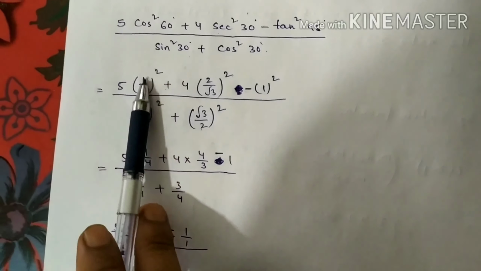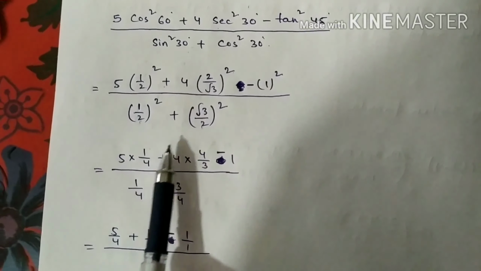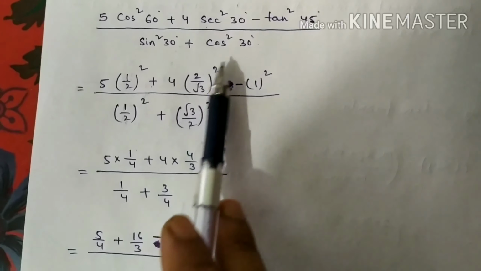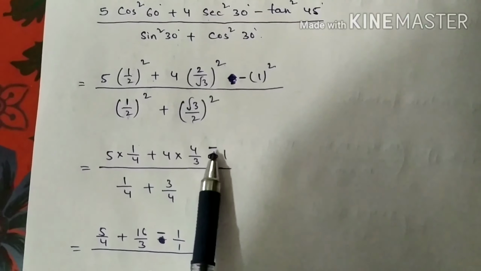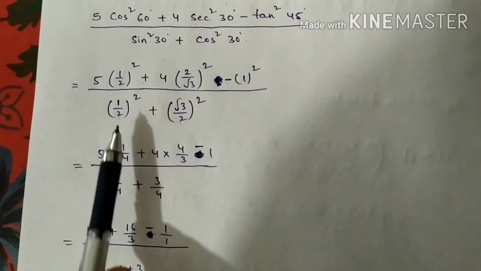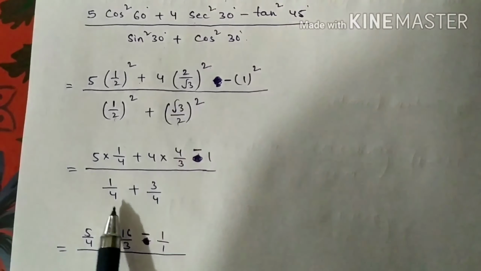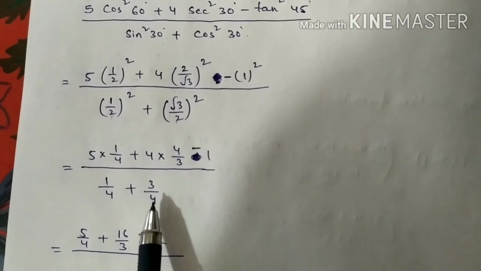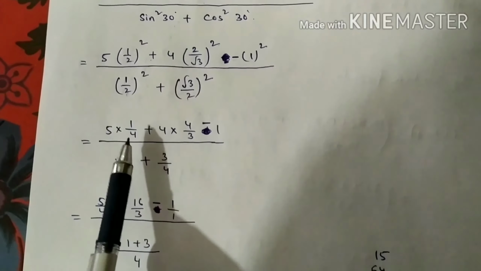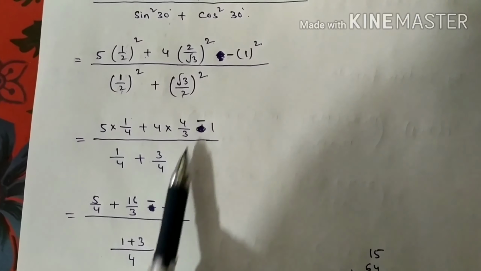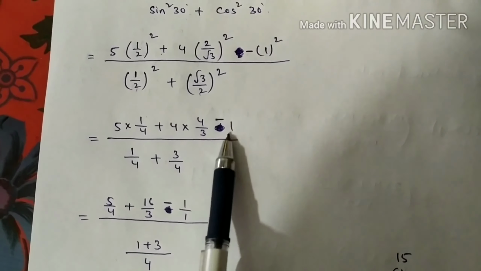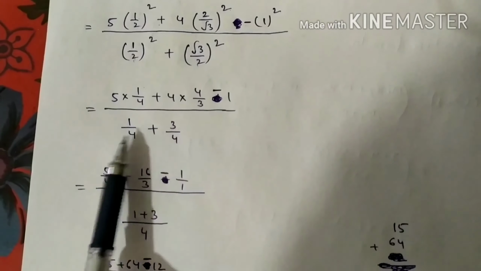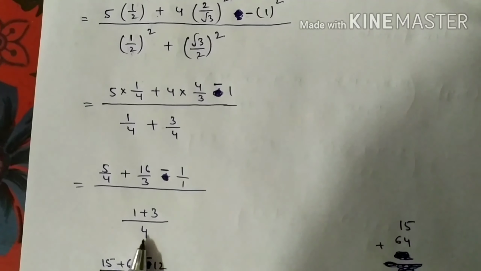5, 5, 1 square is 1, 2 to the 4, plus 4, 4, 2 square is 4, root 3 square is 3, minus 1 square is 1, divided by 1 square 1, 2 square 4, plus root 3 into root 3 is 3, 2 square is 4. Now 5 ones are 5, 5 by 4, plus 4 4 is 16 by 3, minus 1. In denominator there is nothing, means we can assume it as 1. So here LCM of 4 and 4 is 4.